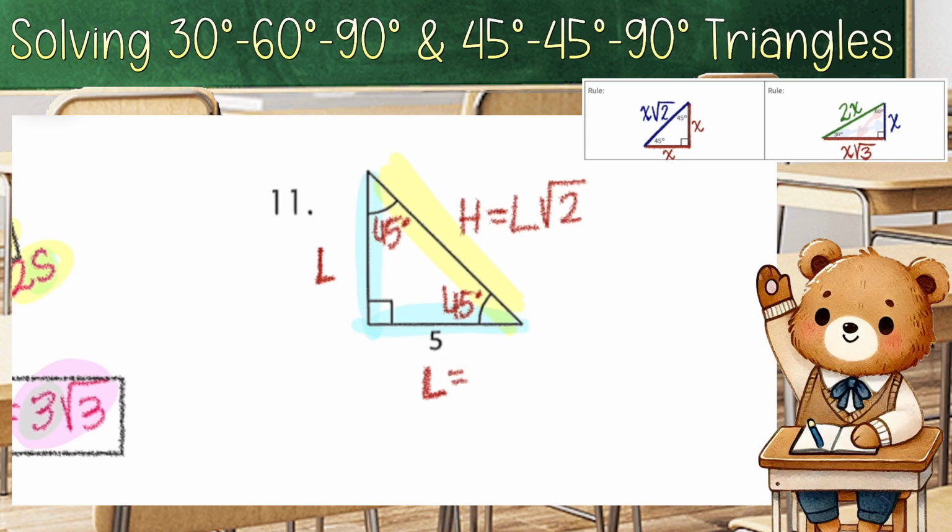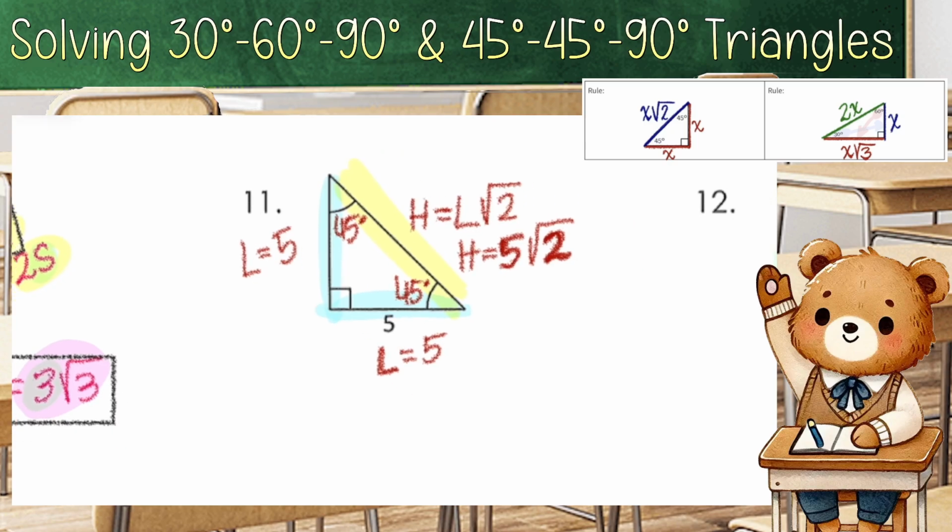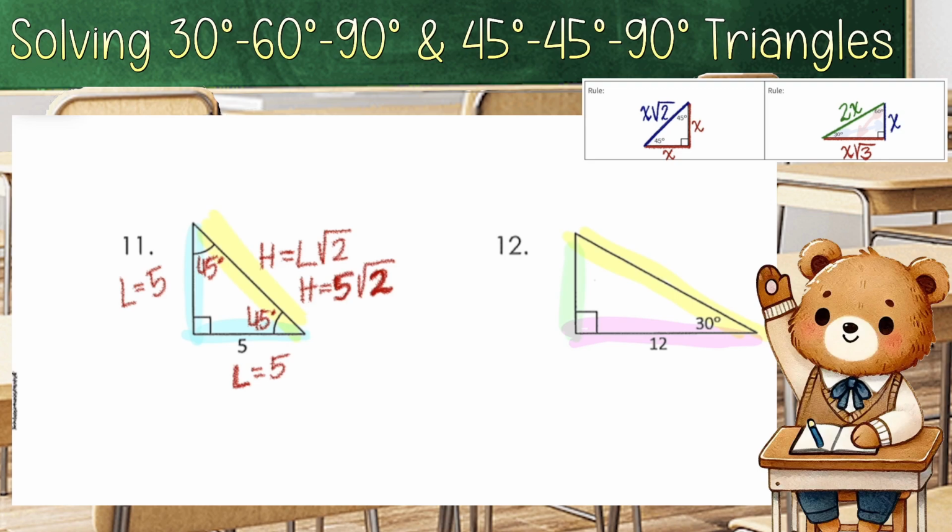Now I know that L is equal to 5. So that means that my other L, my other congruent leg, will also equal 5. And then that means that H has to equal. These are always really easy when you're given the leg of an isosceles right triangle 45, 45, 90, or the short leg of a 30, 60, 90. Everything just falls right into place. Well, h equals 5 root 2, and we have nothing to clean up, rationalize, or simplify at all. So we are good to go. That's number 11.